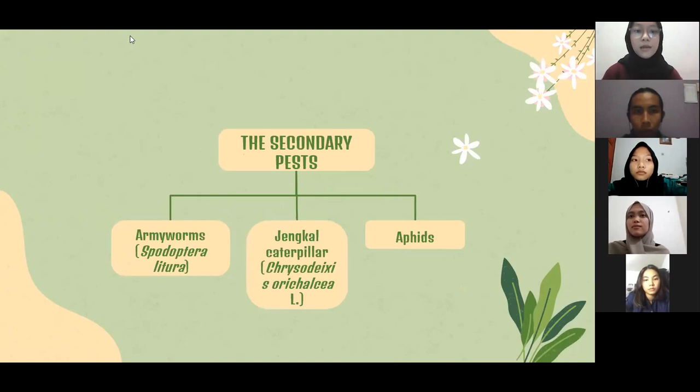Okay, besides the main pests, we also have the secondary pests that can attack this plant. The first ones are armyworms, jengkol caterpillar, and also aphids.